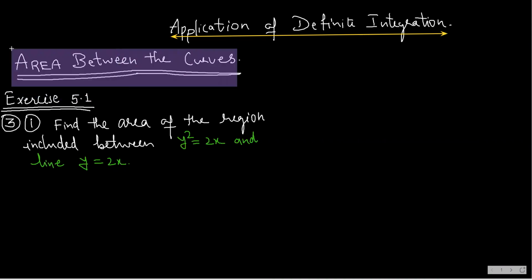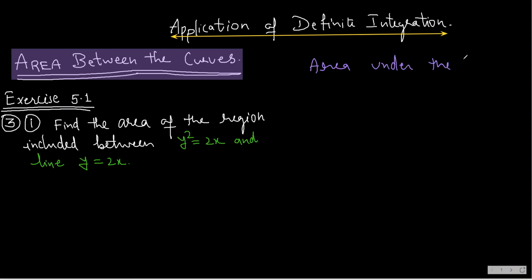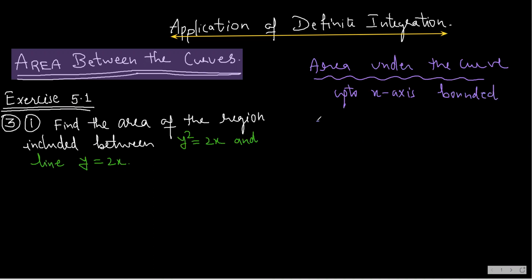Earlier to this, what have we done? We have done area under the curve. I repeat, we have done area under the curve up to the x-axis. If you remember, area under the curve up to the x-axis bounded between the lines x equals a and x equals b. We have done this. Today we are going to do area between the curves.